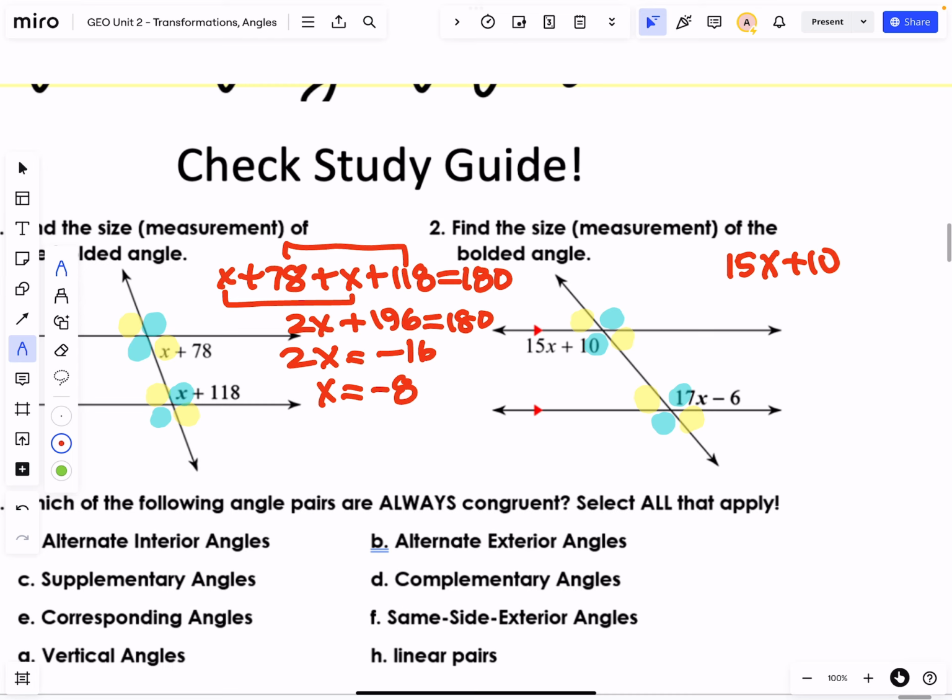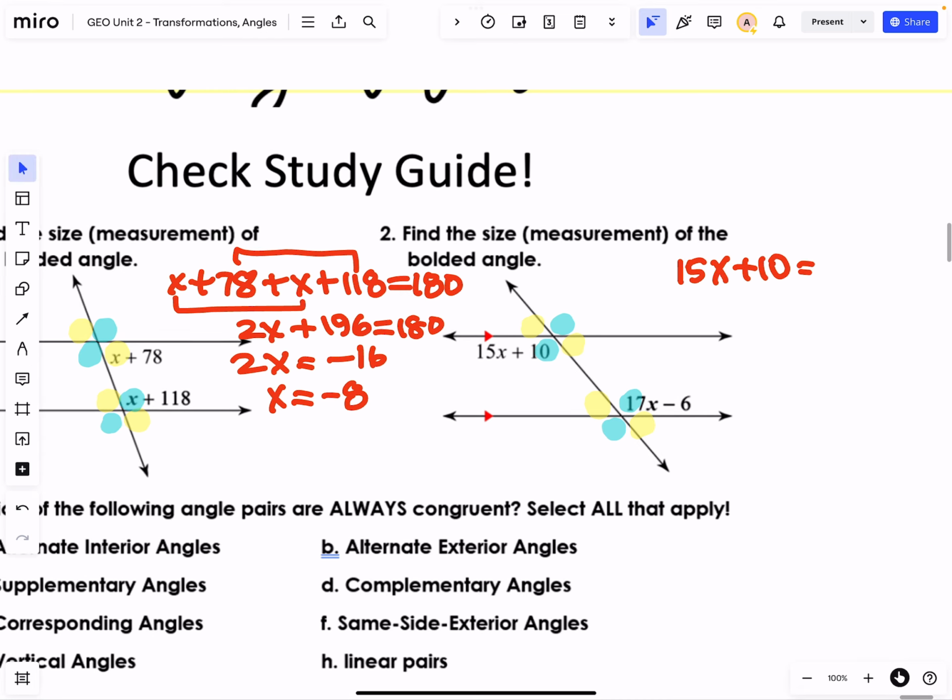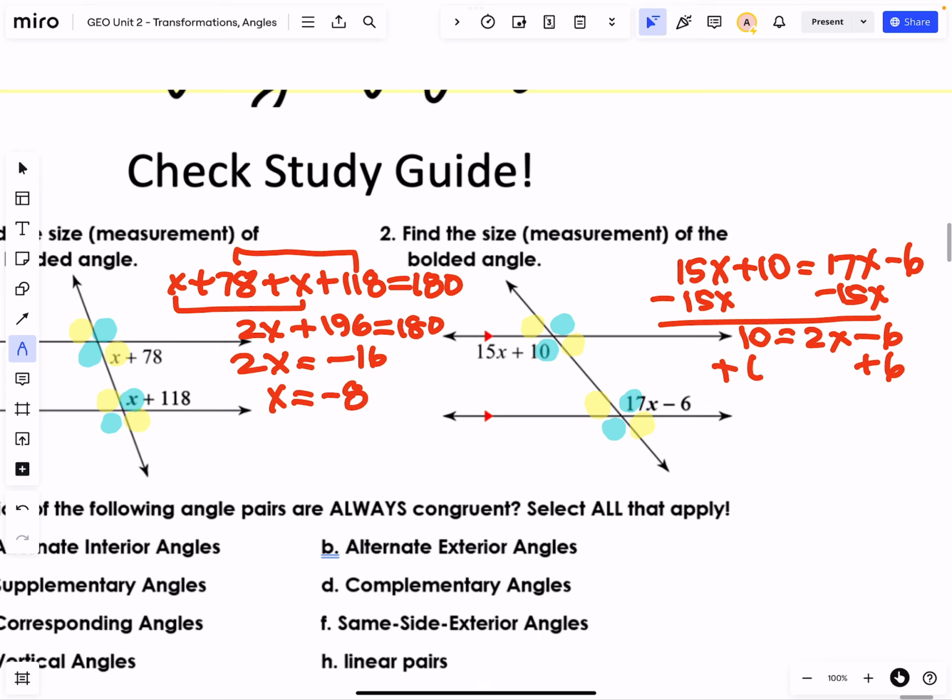15x plus 10 is equal to 17x minus 6. Let's go ahead and bring all the x's to one side. Let's subtract 15x from both sides. And we would end up with 10 is equal to 2x minus 6. We'll add the 6 to both sides. And we will get 16 is equal to 2x. Then we'll divide out the 2 and we'll get x is equal to positive 8.